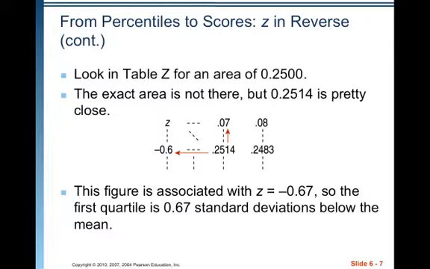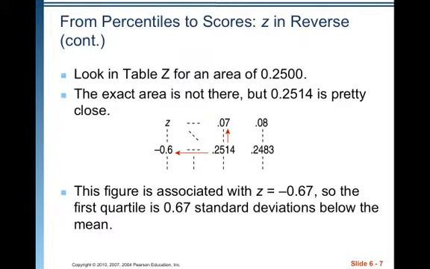Look in Table Z for an area of 0.2500. The exact area is not there, but 0.2514 is pretty close. Okay, in fact, it's the one that's the closest to 0.2500. So you look for the entry that is the closest, whether it's above or below, to the entry you're looking for. And then you get the hundredths place by what column it's in, and you get the ones and tenths place by what row it's in.